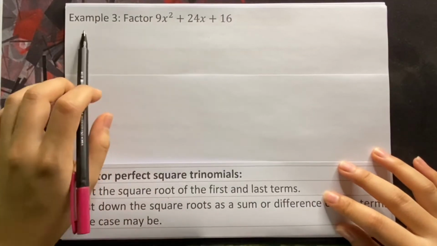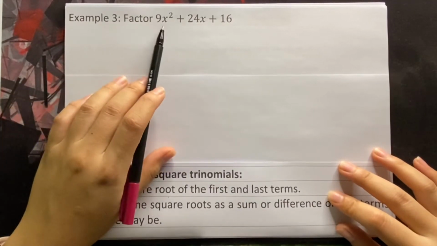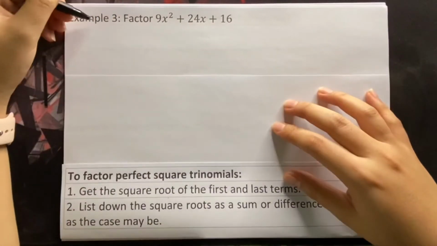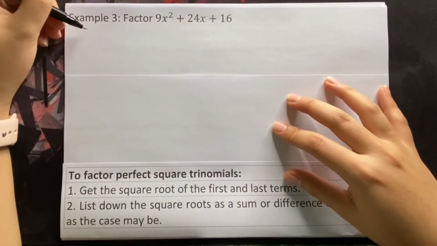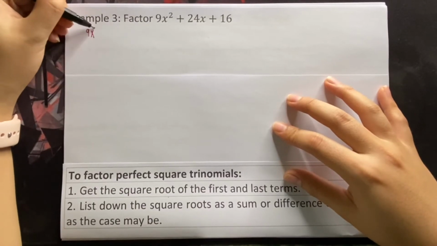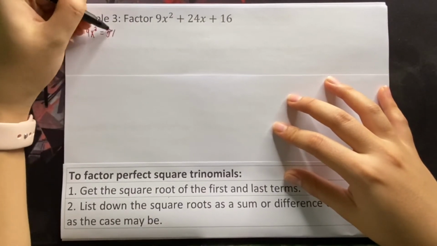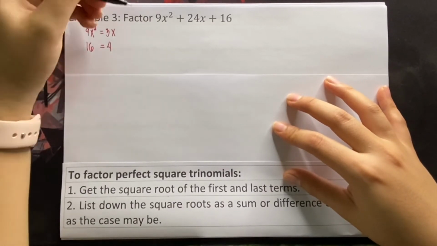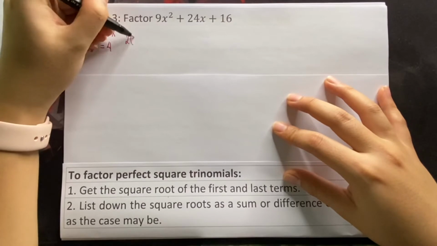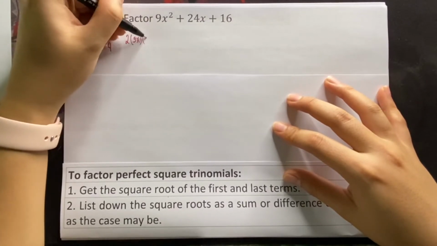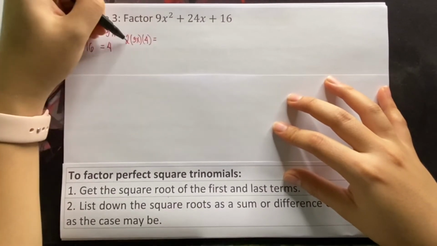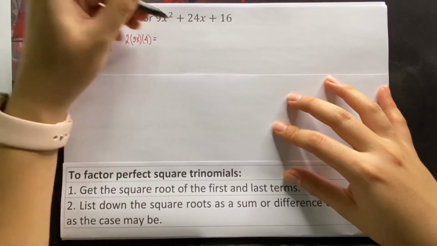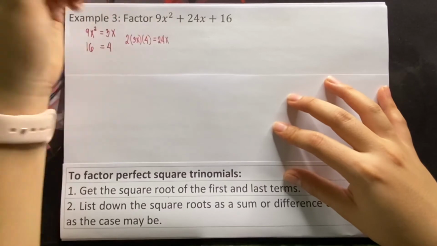Okay, example number 3. Factor 9x squared plus 24x plus 16. Alamin natin kung perfect square trinomial nga ba siya. The square root of 9x squared is 3x. The square root of 16 is 4. And then twice the product ng 3x and 4 is 2 times 3x, 6x. 6x times 4, 24x.